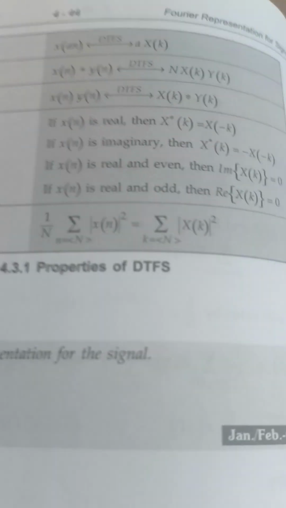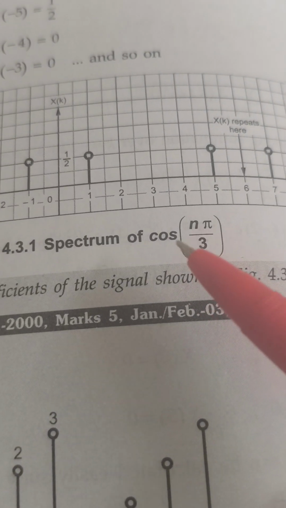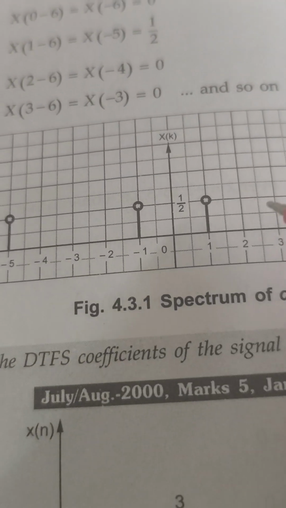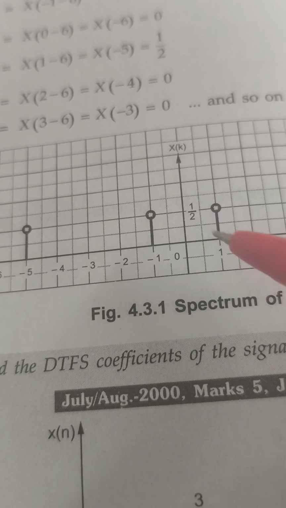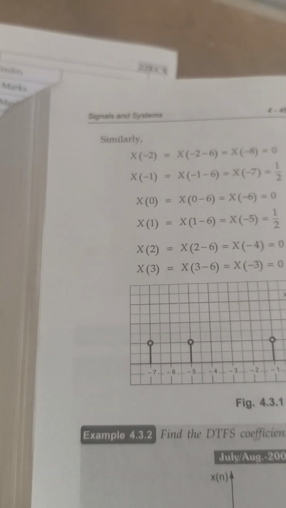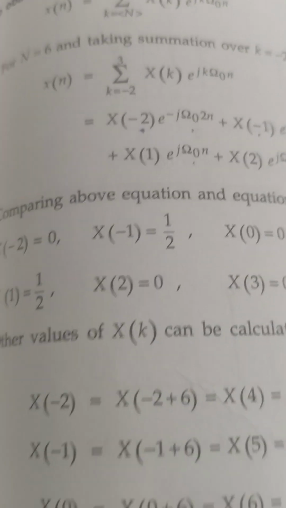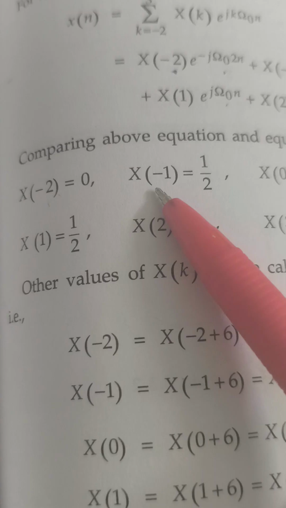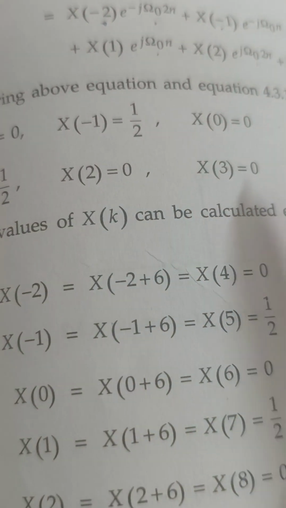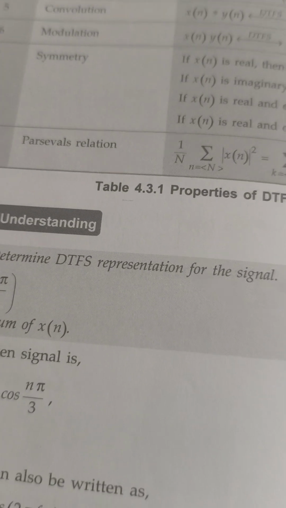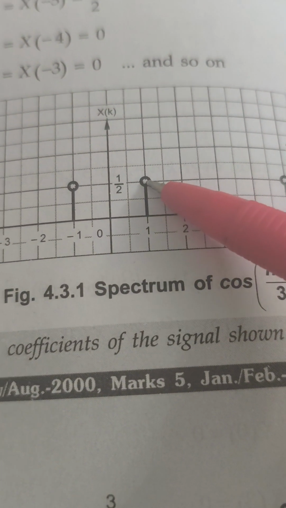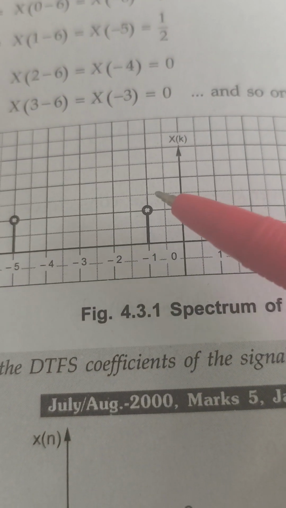Therefore, from these values, we obtain this expression. This is the spectrum of cos n pi by 3, where we have got the value of 1 by 2. At what values did we get 1 by 2? You see here, x of 1 is 1 by 2, x of minus 1 is 1 by 2, and the rest of this is 0. This is our x of 1 value, and this is our x of minus 1 value.